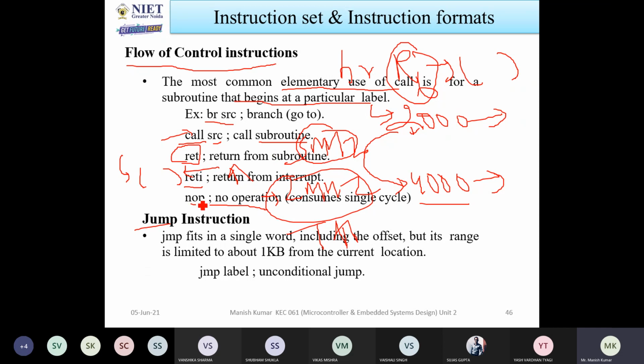So in that case you are going to use the no operation, NOP instruction. Or in the general case, if you want to generate a delay, then also you can use this instruction.